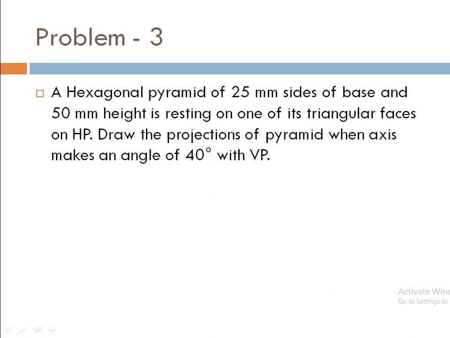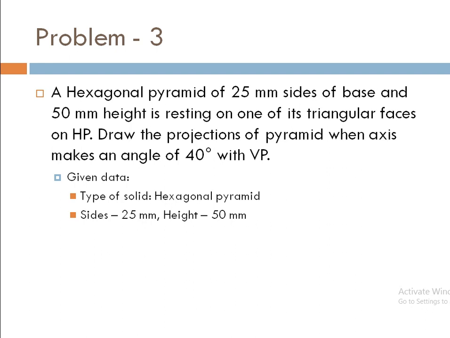Let us list all the given data. The type of solid is a hexagonal pyramid. The side of the base is 25 mm and the height of the axis is 50 mm. And the pyramid is resting on one of its triangular faces on HP.